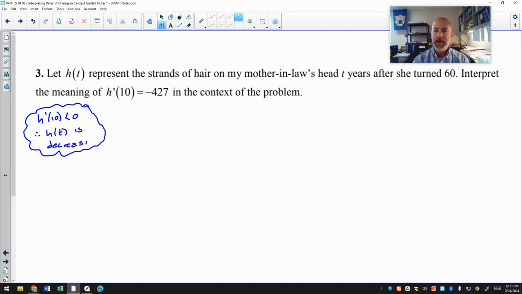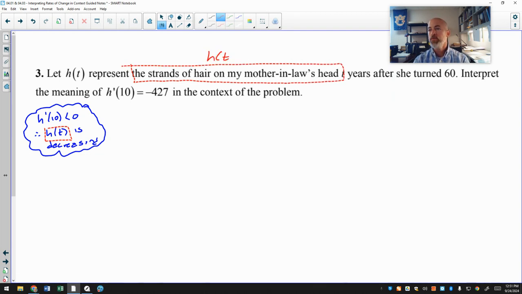And that is essentially my interpretation. H is decreasing, but H is decreasing is not specific enough. So I can't say H. I need to put in words what H of T is. So I go back to the prompt and I copy it verbatim from the prompt. Let H of T represent the strands of hair on my mother-in-law's head. So all of that is the words that will replace H of T. So I'm going to start with that.